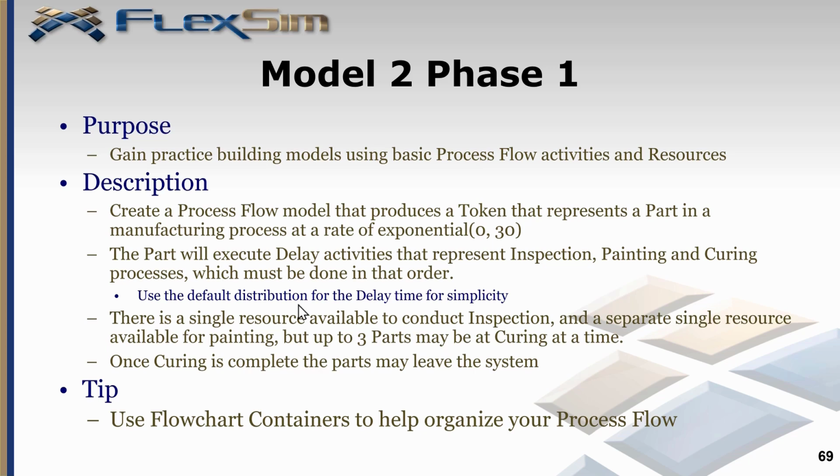Assume there is a single resource available to conduct the inspection, and a separate single resource available for painting. But up to 3 parts may be cured at one time. So the 3 parts can be cured in parallel. Once curing is complete, the parts may leave the system. As a tip, use the flow chart containers. It's in the visual grouping of the process flow library.